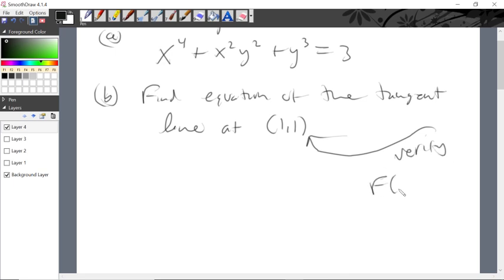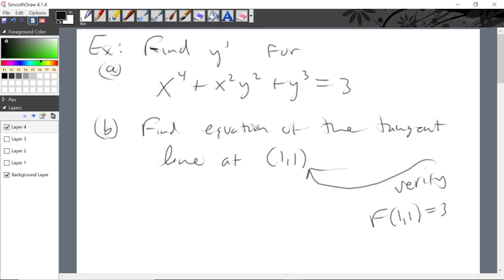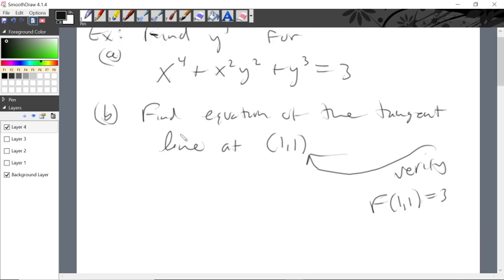Okay. Call this f of 1, 1 is equal to 3. So I'm saying that the thing on the left-hand side right here is a multivariable function. All right, we have f of x, y is equal to x to the fourth plus x squared y squared plus y cubed. Introduction to multivariable functions in your calculus class.